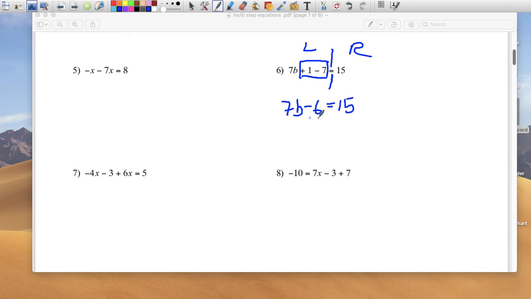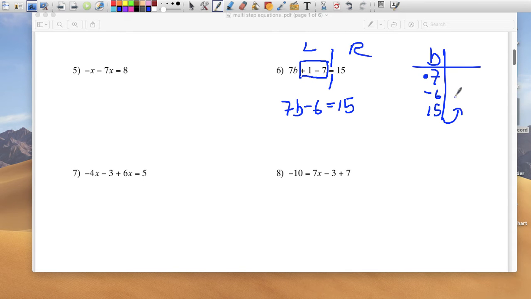Step 3 says look at the left side and look at the right side. Are there variables on both sides? If there is, you get rid of one of them. If there aren't, then you're good. Now you're at step 4, where you will have a two-step equation, and you can finally do this: variable b times 7 minus 6 equals 15.